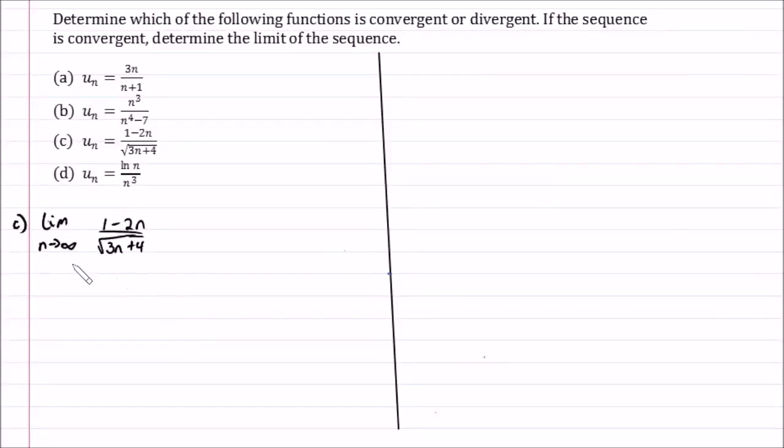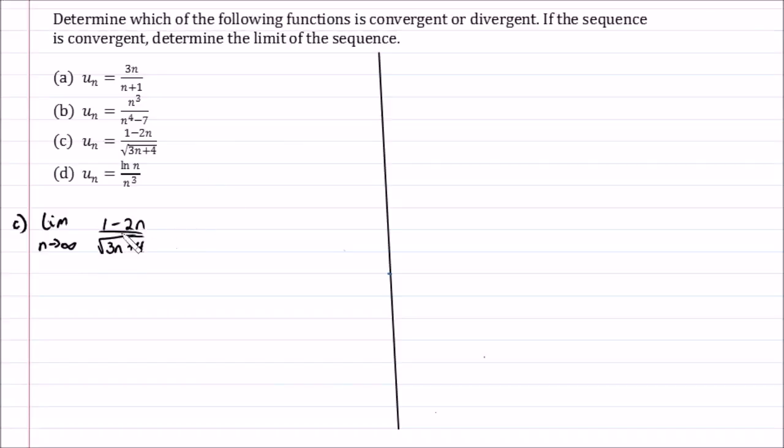Now for part C. In this video, I'm only going to use one method, and I'll use L'Hopital's method in my next video. So there'll be two videos for part C. Now we want the limit as n tends to infinity of (1 minus 2n) divided by the square root of 3n plus 4. And if we substitute infinity straight away, let's see what we get.